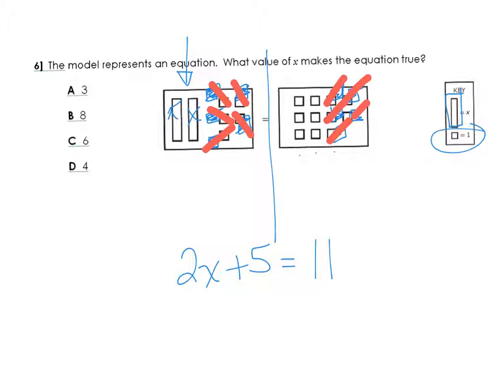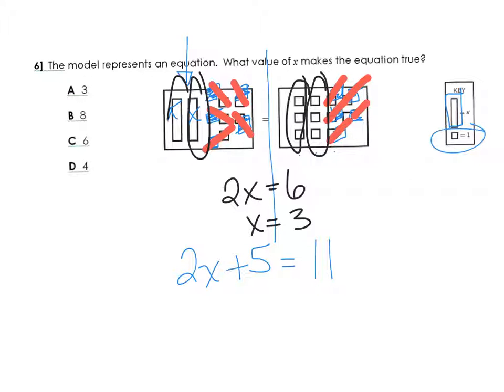Okay, so now I have 2 x's left, and on the other side I have 6 units left. So each x will get 3 of those units, and I show that on my model by splitting it up or dividing it into 2 equal groups. So each x gets 3 of the units. So our answer was A, 3.